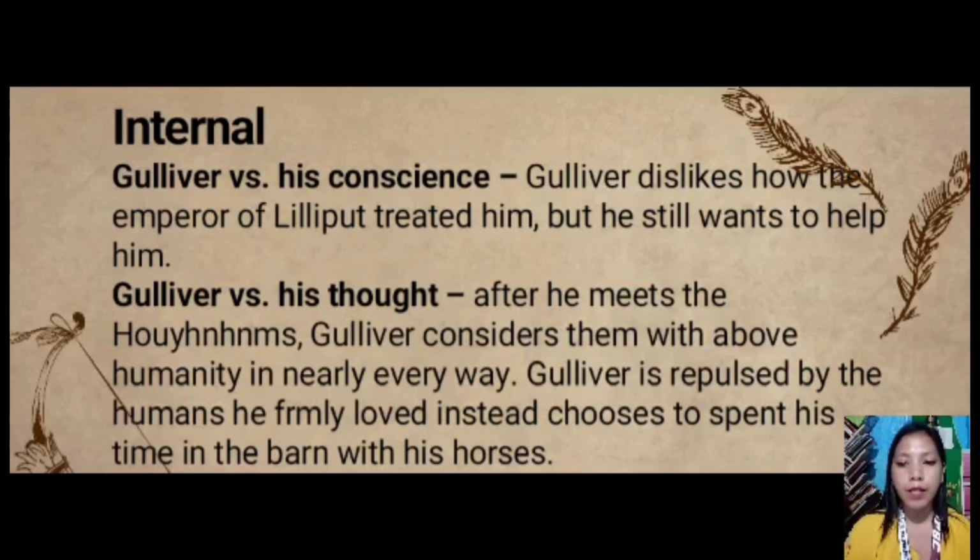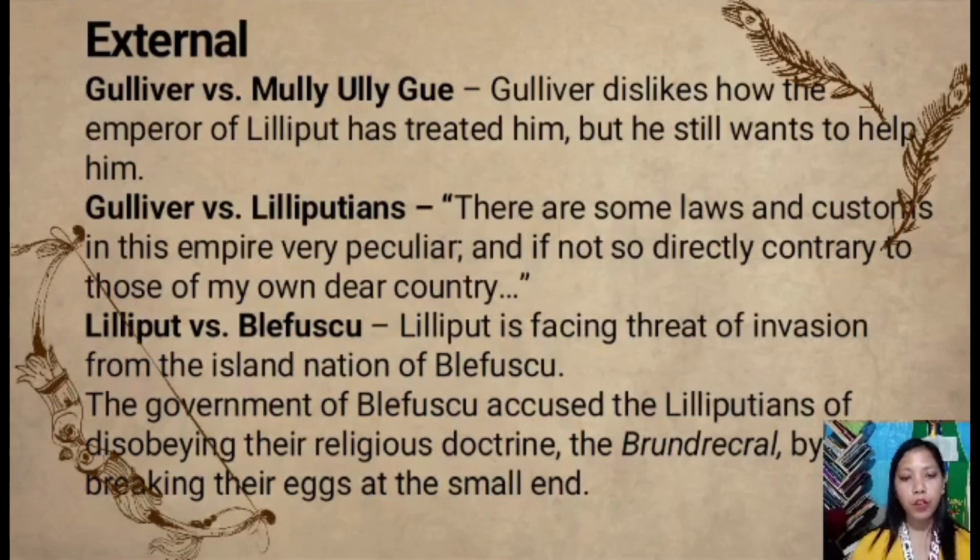Second, Gulliver against his thought. After he meets the Houyhnhnms, by the way, Houyhnhnms is Gulliver's description of the horses, the behavior of these animals was orderly and rational, acute and judicious. And it is indeed a horse that rescues him from the Yahoos. Let's continue. Gulliver considers the Houyhnhnms above humanity in nearly every way. Gulliver is repulsed by the humans he formerly loved, and instead chooses to spend his time in the barn with his horses. Let's move on to the external conflict.